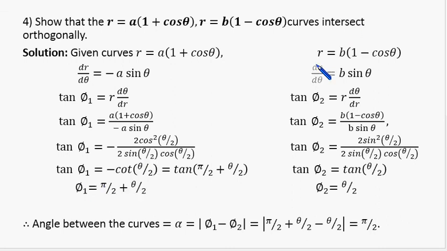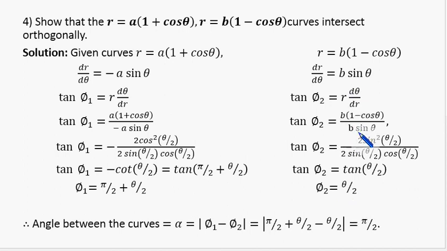From the second curve, r is equal to b into 1 minus cos theta. Differentiating with respect to theta, dr by d theta is b into, the derivative of cos is minus sin, minus into minus gives plus, so that is b sin theta. Therefore tan of phi2 is equal to r into d theta by dr. We know r is b into 1 minus cos theta, and for d theta by dr we take the reciprocal, that is 1 divided by b sin theta.